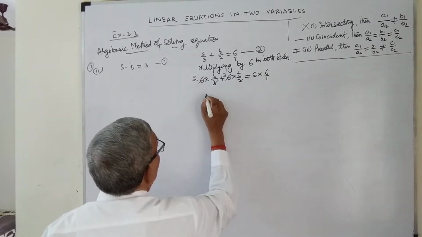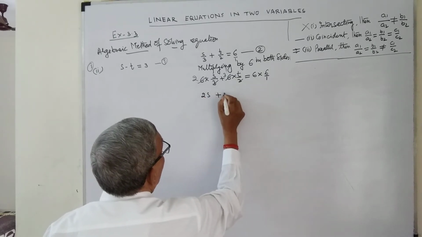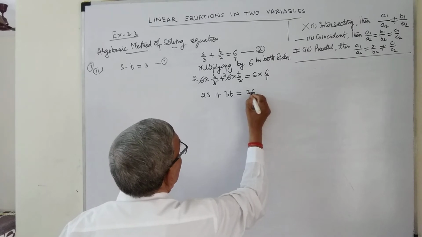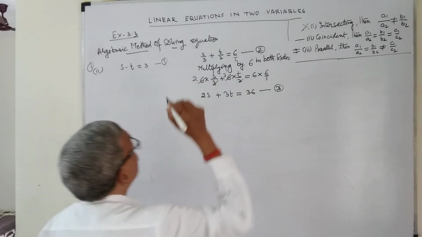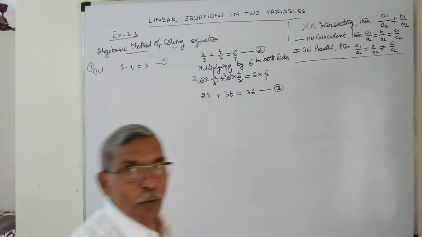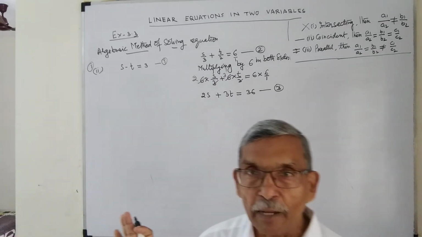So this is 36. So 2s plus 3t is equal to 36. So this is equation 3. Now here it is the same. No problem, there is no fraction, so we don't have any problem.